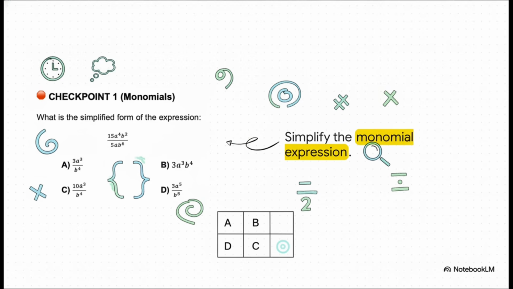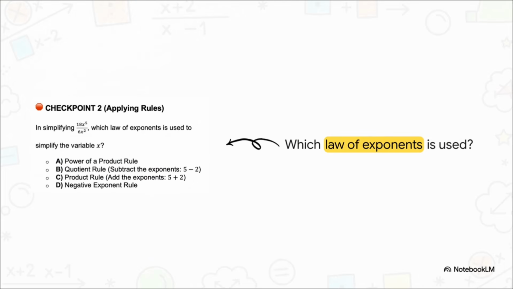Tingnan natin ang expression na ito. I want you to go ahead and pause this explainer right here. Dividing 15 by 5, and then subtract the exponents for your a and b variables. Take your time, pilian ang sagot mula A, B, C, or D, and when you're completely ready, hit play to continue. Awesome job! Jump na tayo sa checkpoint 2.